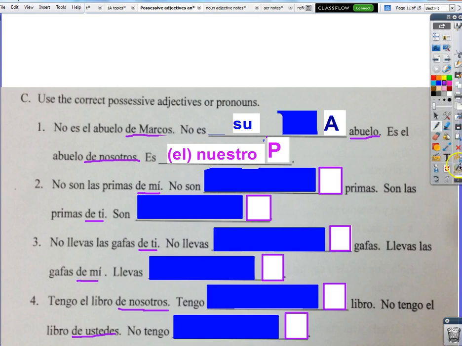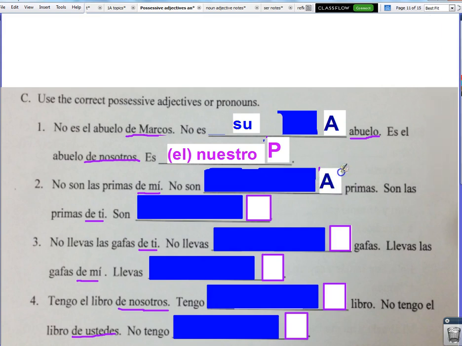Okay, so now I'm going to go through the answers. Here we have an adjective because it's in front of the noun primas. Here it's followed by a period, so it's going to have to be the pronoun. Again, adjective in front of gafas, pronoun on its own. Adjective in front of libro, and pronoun on its own.